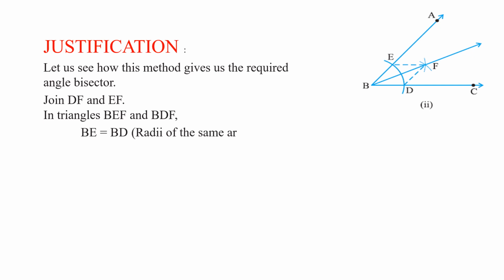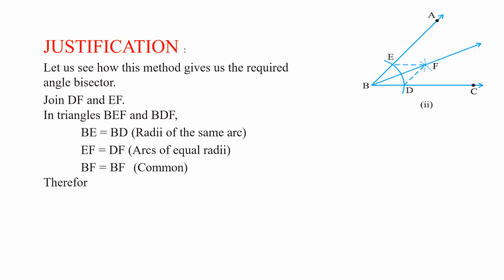BE is equal to BD because they are radii of the same arc. Next, EF is equal to DF, they are also arcs of equal radii. BF is equal to BF, that is a common side.